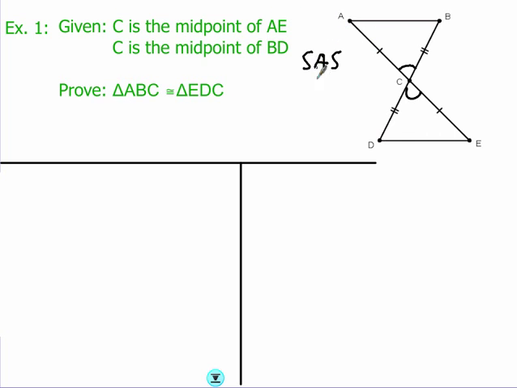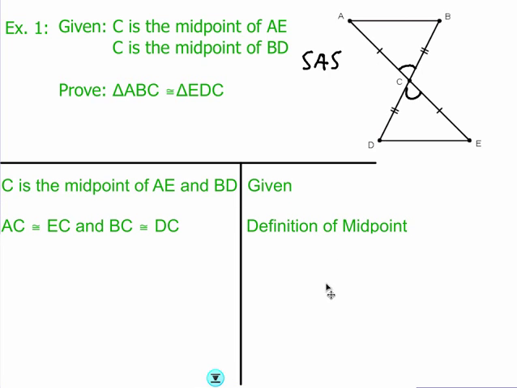Okay, so just writing SAS up here, that's not good enough. Obviously, I need to write out a full proof. So let's do that. First thing I want to do, state my given. C is the midpoint of AE and BD. Then I say, okay, well, if that's true, then I know that AC is congruent to CE, and I know BC is congruent to DC just by the definition of midpoint.